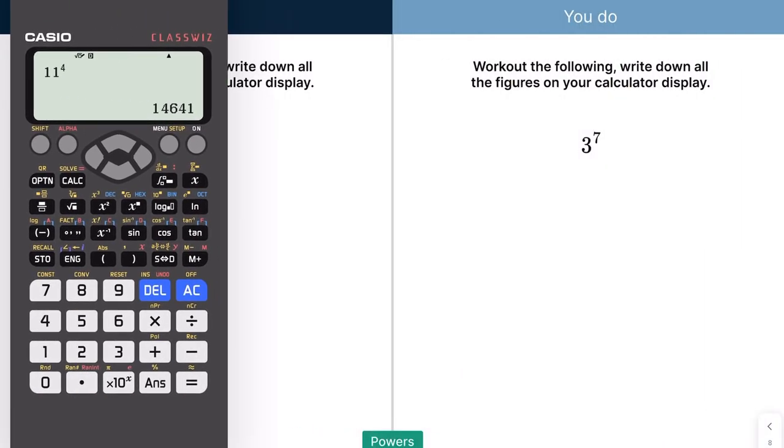So if I just move that to the left, now here's an example for you to try. So hopefully you've pressed pause and had a go, and the way you would do that is like this, and you would get an answer of 2187.